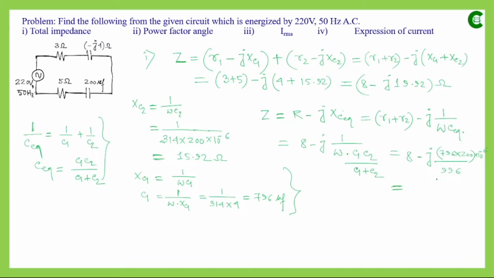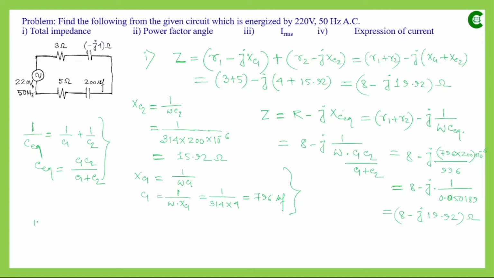If we simplify further, then it will have this value as 8 minus j, then 1 divided by 0.050189, and finally it will be 8 minus j 19.92. Maybe it is taking long, but I have explained both the ways to find the value of the impedance. So either way we can find out.